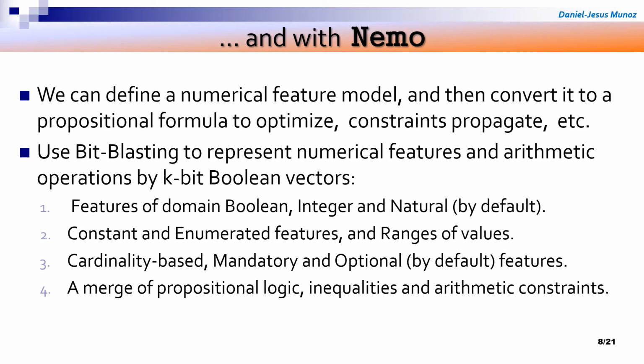Nemo supports features of domain Boolean, integer, and natural, which is granted by default. We can define constant features with a value that cannot change, enumerated features with specific values. We will give an example in the next slide, and ranges of values. Then we can define different cardinalities or mandatory and optional relationships, where the optionality is by default. Finally, the merge of the logic inequalities and arithmetic constraints explained in previous slides.